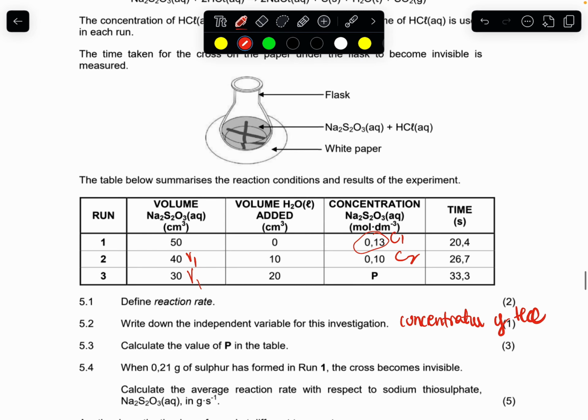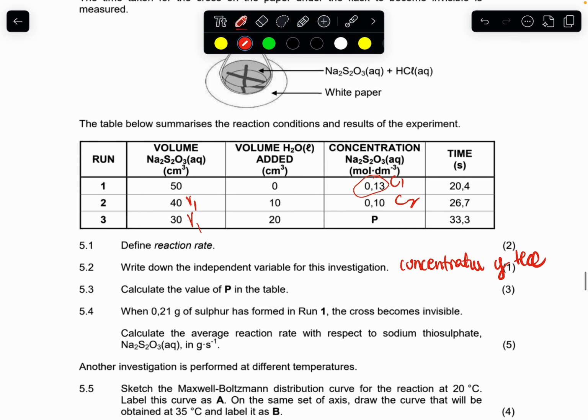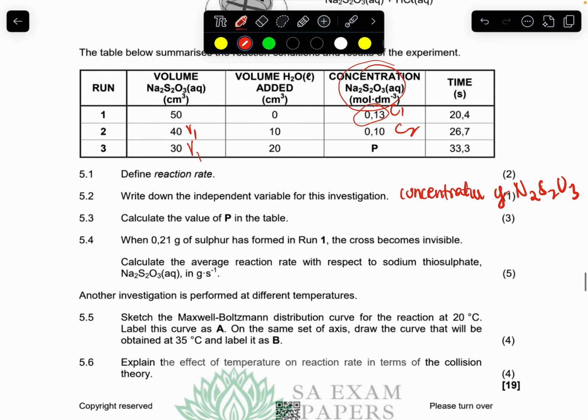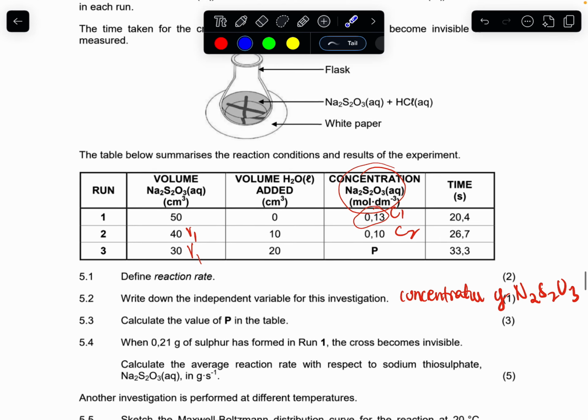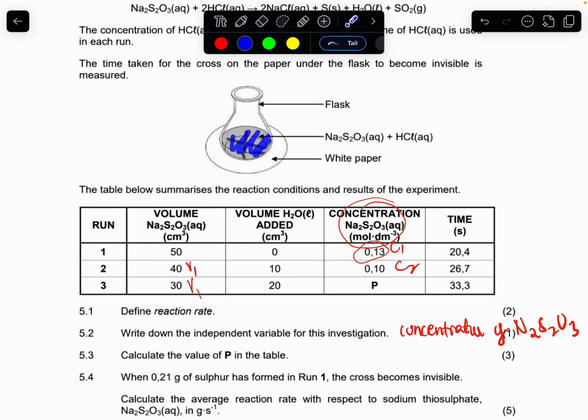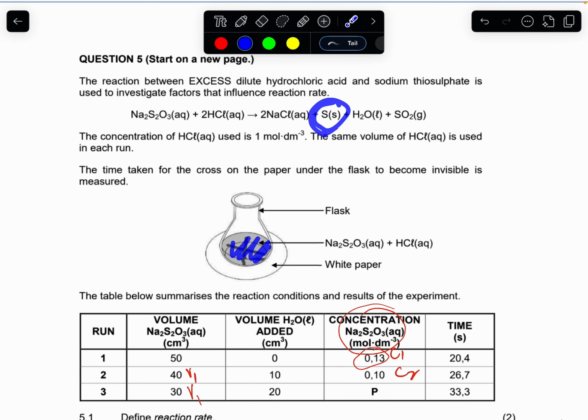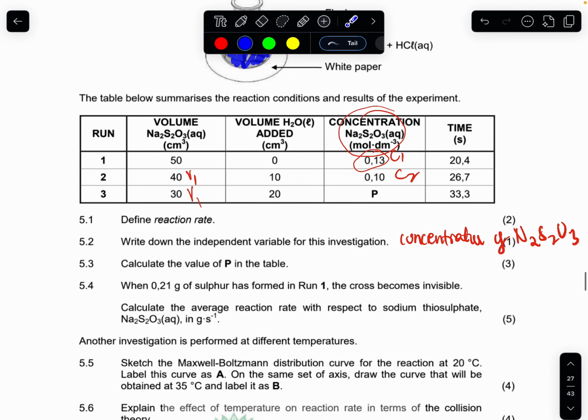No, not the concentration of HCl, guys. We are changing the concentration of the sodium thiosulfate, not the HCl. By adding water, we're changing the concentration of this. So the concentration of sodium thiosulfate. Another thing in this question: what makes the precipitate? It's this sulfur. The formation of this makes the precipitate.